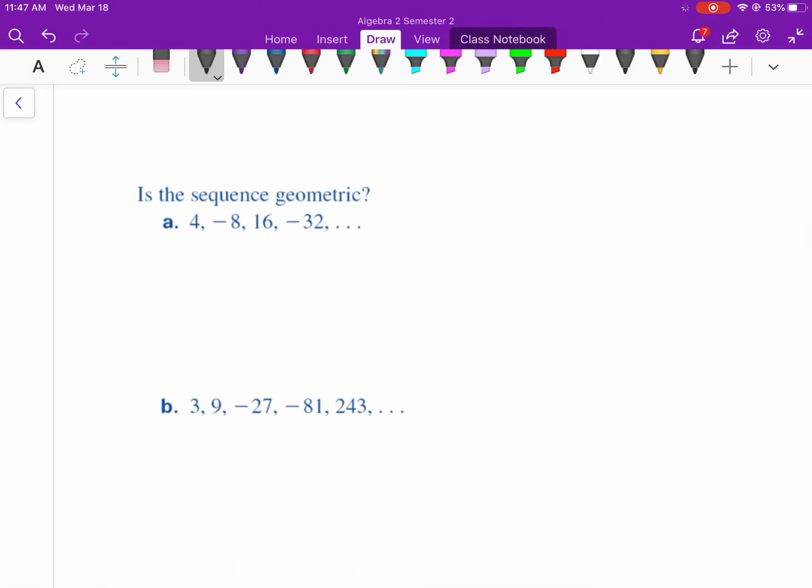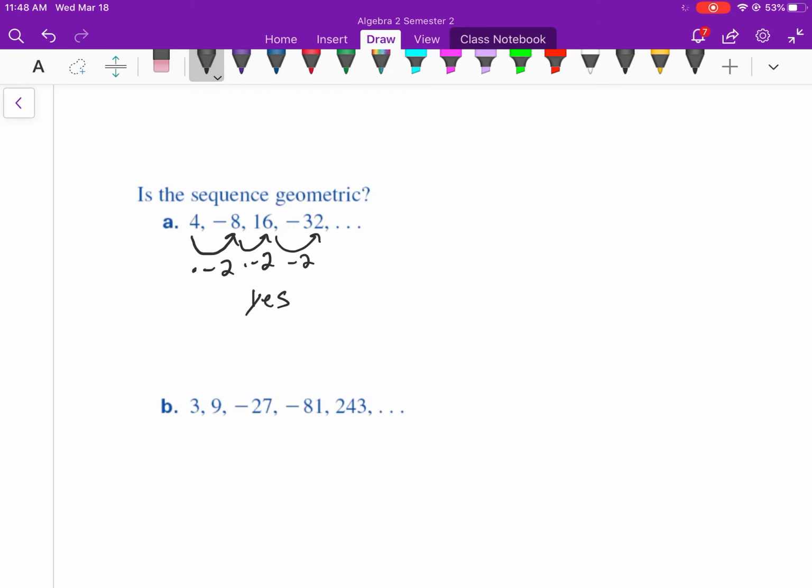So, just determining if something is geometric or not. Looking at that, how are we getting to that next term? And if it's geometric, again, we're multiplying to get to that next term. So to get from 4 to negative 8, I'm going to multiply by negative 2. So let's check. Negative 8 times negative 2, that works as well. 16 times negative 2 is negative 32. Since it's following that pattern of multiplying, yes, it is geometric.